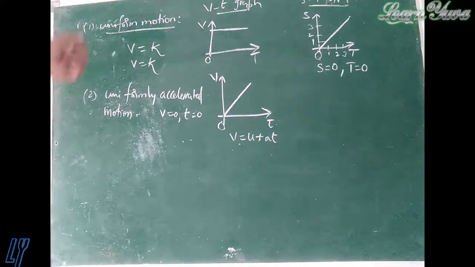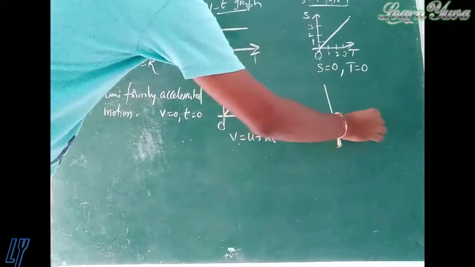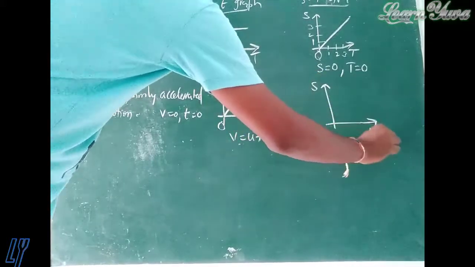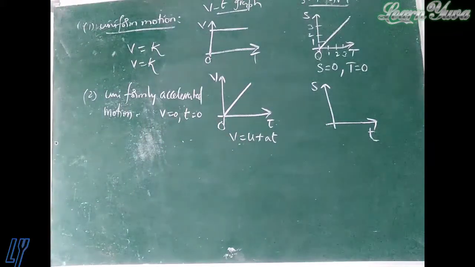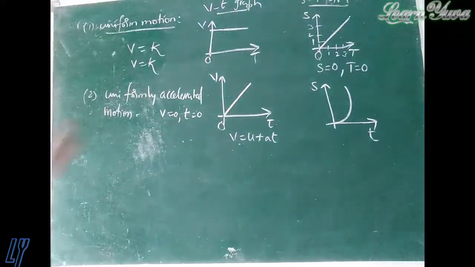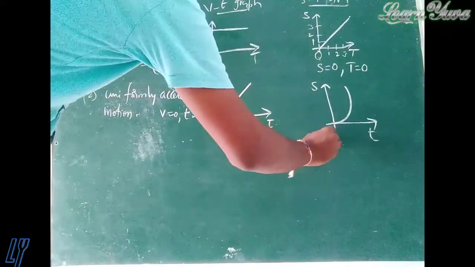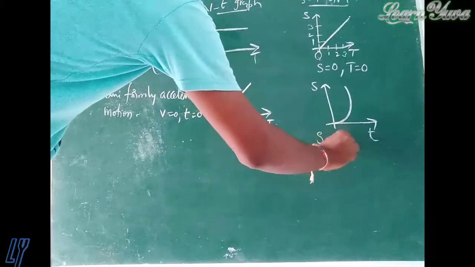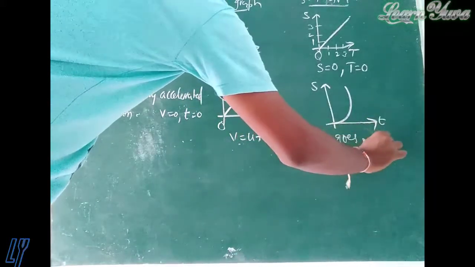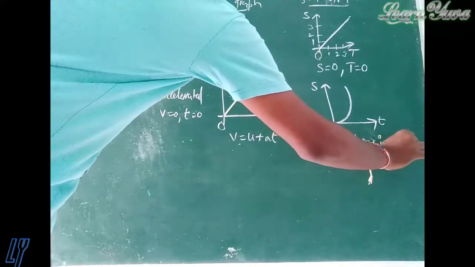But in the displacement-time graph, if we draw the graph for displacement and time, the graph will be like this. Here the distance or displacement goes on increasing.